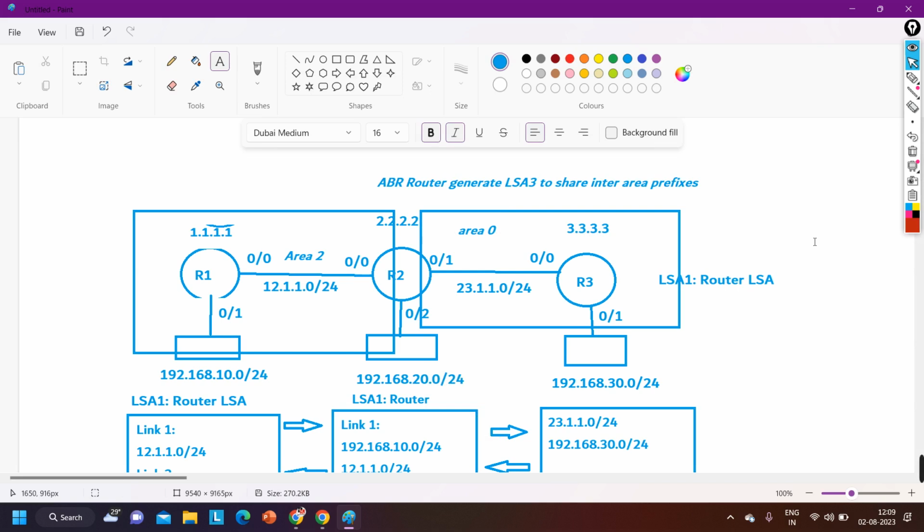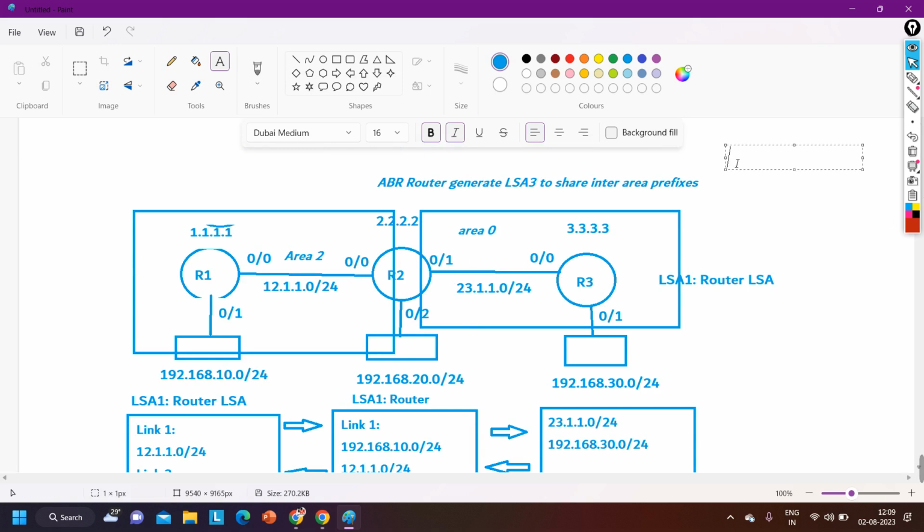So the interviewer can ask you this question: can two regular areas communicate with each other? So no guys, they cannot communicate with each other. Why? Because LSA1 cannot cross area. So between two areas, area 0 must be there. Okay, now I am going to show you these things practically.